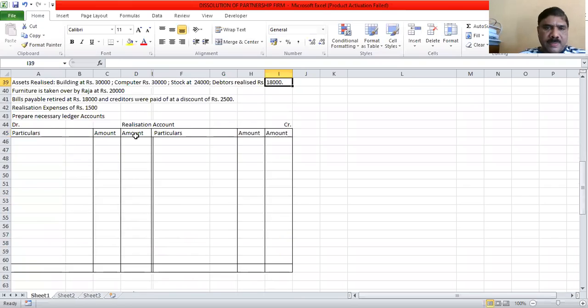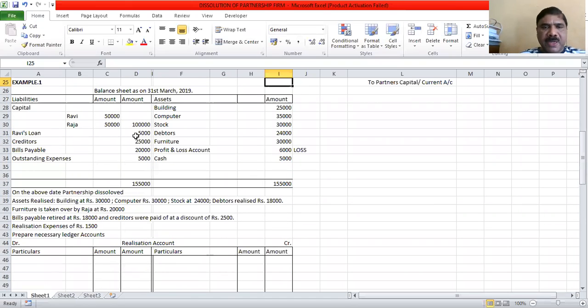Yes, sir. What is our next step? We transferred all the balances: the cash balance, Ravi's loan account balance and the capital balances. If you see the liability side, do we have any reserves? No, sir. In dissolution questions, very rarely is there a reserve, because in most cases the firm is dissolved because of loss. That is why you find a profit and loss account on the asset side.